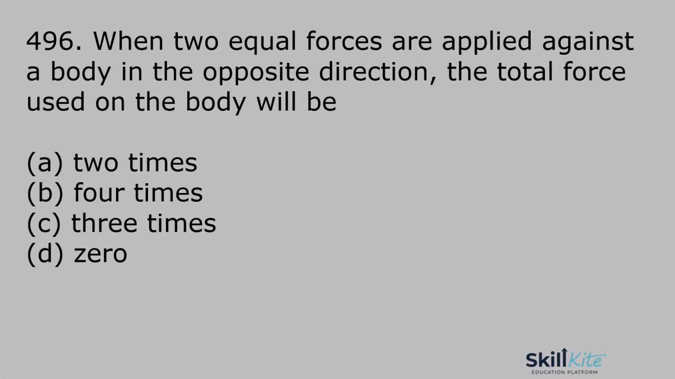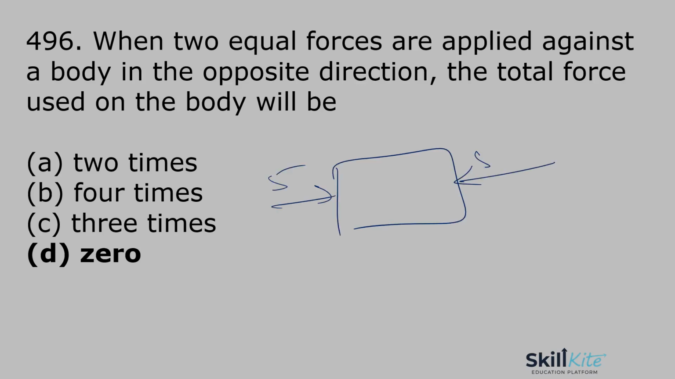When two equal forces are applied against a body in the opposite direction, the total force used on the body will be, that is 0. సపోజ్ ఒక బాడీ తీసుకుంటే ఇక్కడ 5 న్యూటన్స్, ఇక్కడ నుంచి ఒక 5 న్యూటన్స్ అప్లై అయింది అనుకోండి. సో అదేమో ఫోర్సెస్ అనేవి బ్యాలెన్స్ అవుతాయి బికాస్ దే ఆర్ ఆపోజిట్ ఇన్ డైరెక్షన్. ఓకే, సో ఎటువైపు బాడీ అనేది మూవ్మెంట్ ఉండదు. సో ఫోర్స్ ఈస్ బ్యాలెన్స్డ్, సో 0.